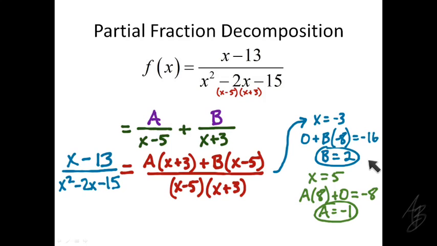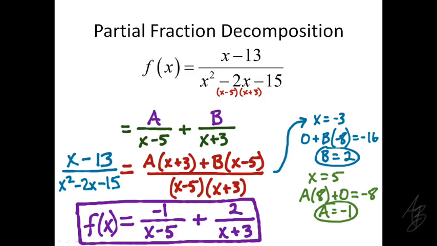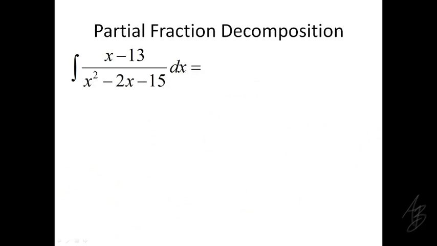Now, knowing what a and b are here, we can rewrite this expression as negative 1 over x minus 5 plus 2 over x plus 3. These partial fractions right here add together to get our initial fraction, x minus 13 over x squared minus 2x minus 15. Now, with these two, we could integrate these separately. We could integrate this and this using substitution because we have these linear terms in the denominator now. So let's look at how we would do that.